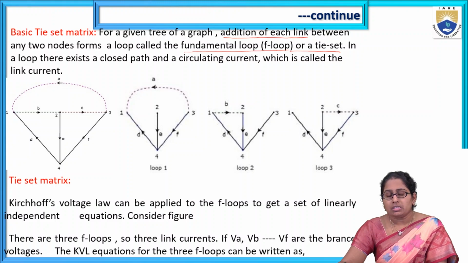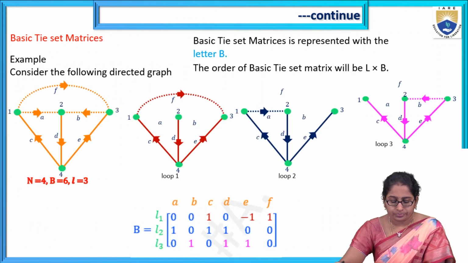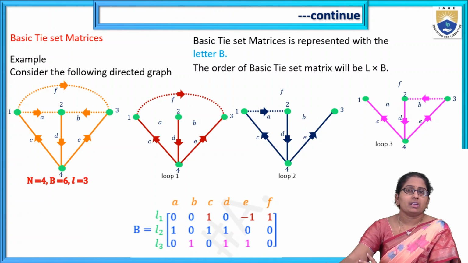Okay, what are those branch voltages? VA, VB, and so on, depending upon the number of branches present in the graph, in the loop. We form the equations, we write the equations, and we put that in matrix form finally. Now, finally, writing the tie set matrix.